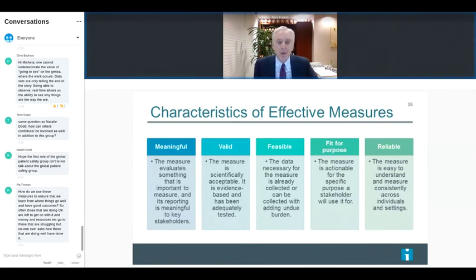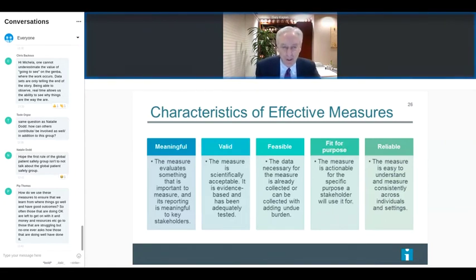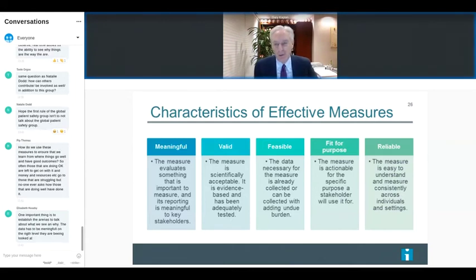So these measures that I as a leader need to embrace and receive and take action on, these are the characteristics that we identified as critically important. The data needs to be meaningful. It must evaluate something that's important to measure, and the value of that measurement must be available to the key stakeholders of the processes that are being measured. They must be valid, scientifically acceptable. Is it evidence-based? And has it actually been tested?